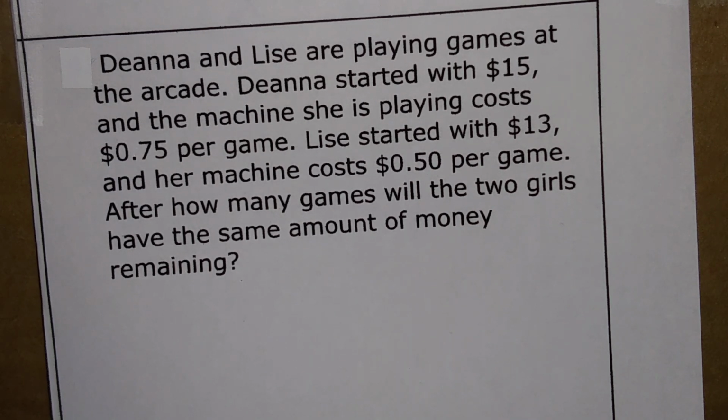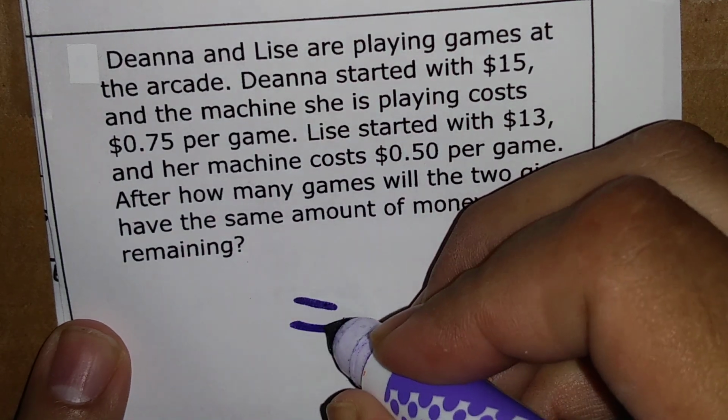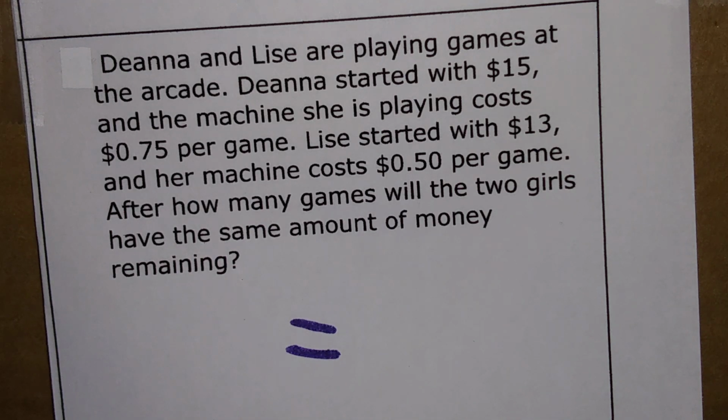Now back to a verbal representation. It says Deanna and Lise are playing games at the arcade. Deanna started with $15 and the machine she is playing costs 75 cents per game. Lise started with $13 and her machine costs 50 cents per game. After how many games will the two girls have the same amount of money remaining? Now, given the question that it's asking, when will they have the same, we know that Deanna and Lise at the end should have the same amount of money.